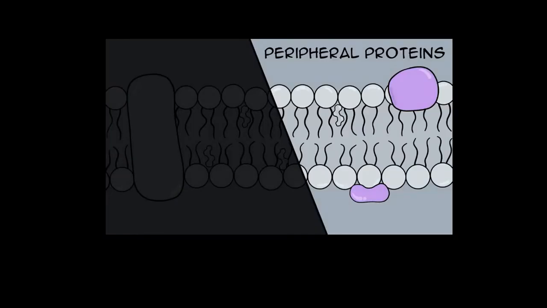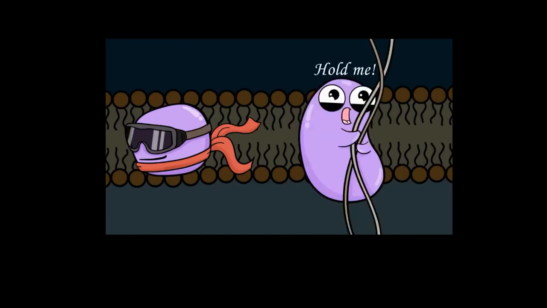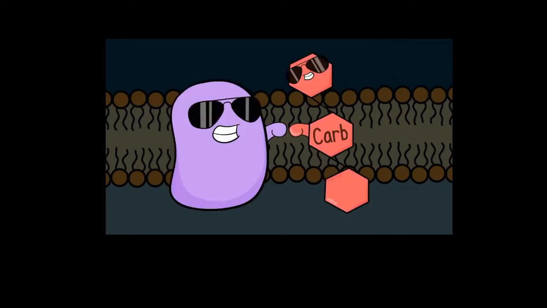Peripheral proteins tend to be more loosely attached, since they're generally not stuck in the membrane. They have an assortment of functions such as acting as enzymes to speed up reactions or attaching to the cytoskeleton structures to help with cell shape. Both protein types can have carbohydrates bound to them, which can make them considered a glycoprotein.